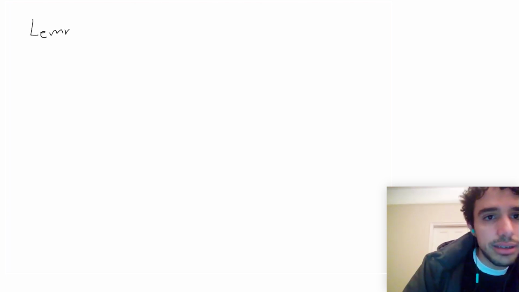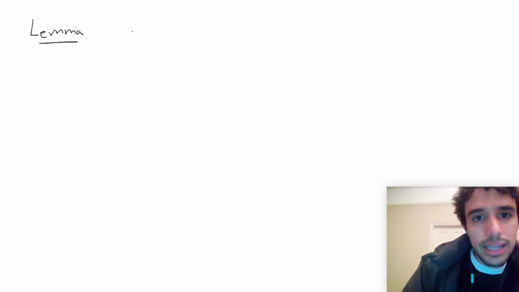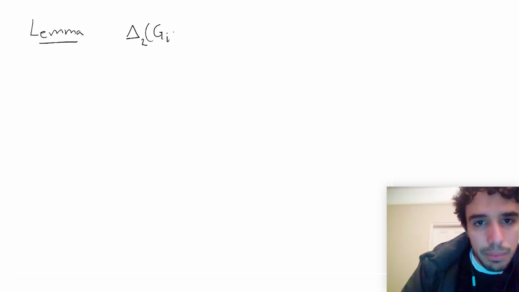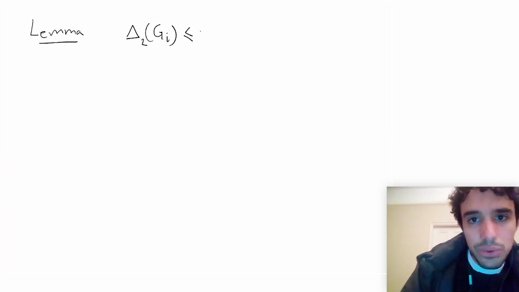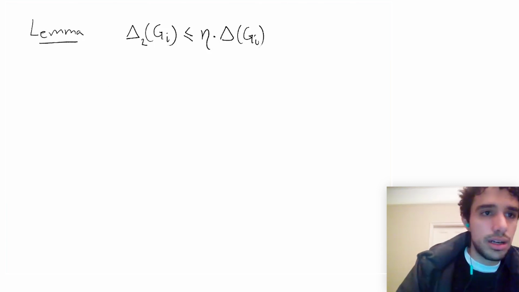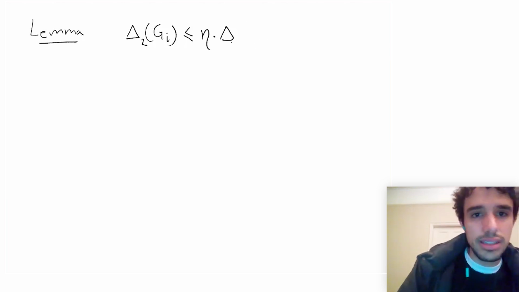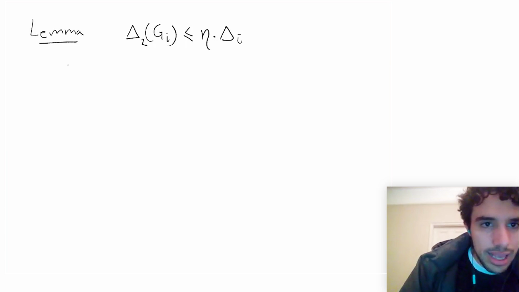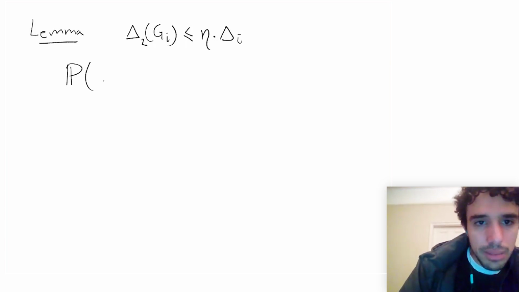I have this lemma here: imagine you have our G_i, and imagine the codegree of G_i is going to be bounded by some eta times the max degree of G_i. I'll call it delta_i, actually. Sorry, yeah, this delta_2 is okay. It's just the max codegree, and it's bounded by the max degree of G_i. Then the main lemma we show is about the probability.